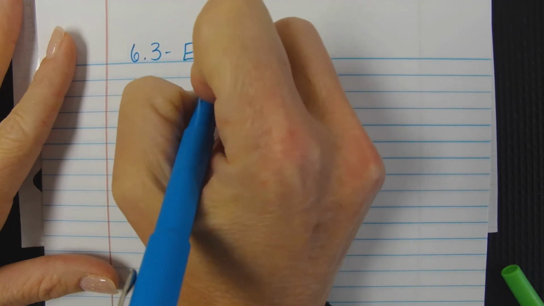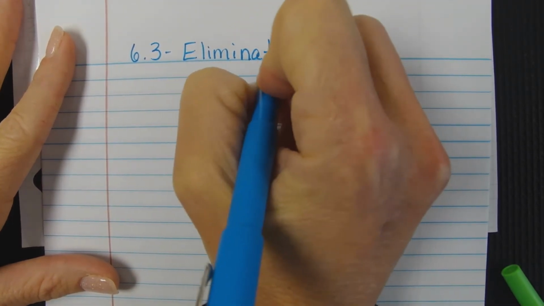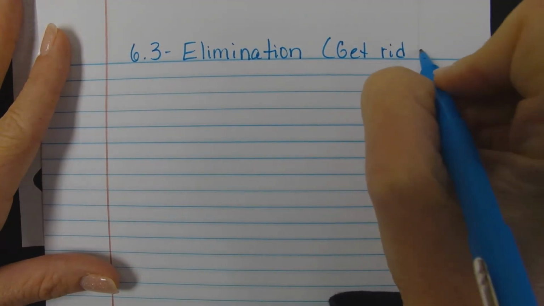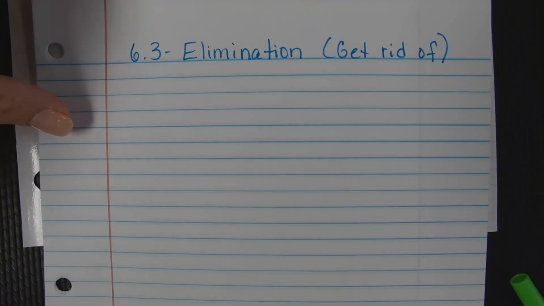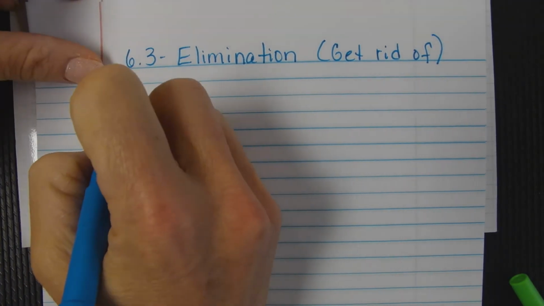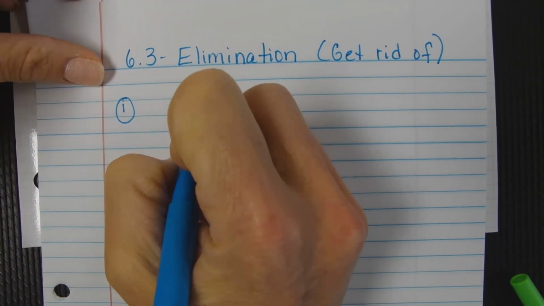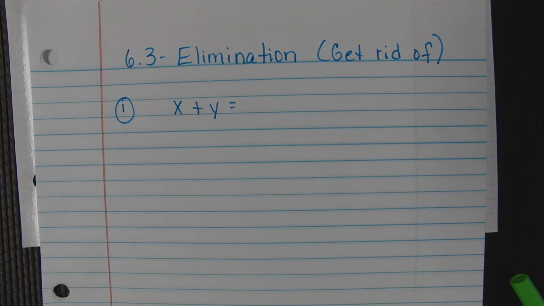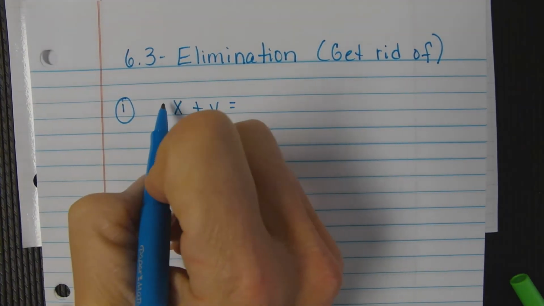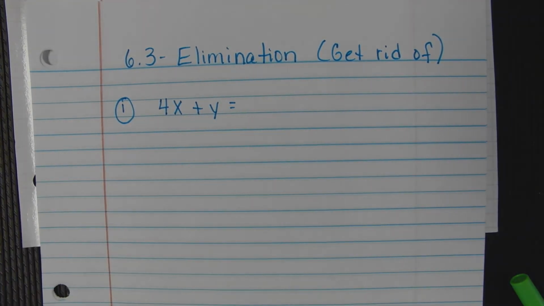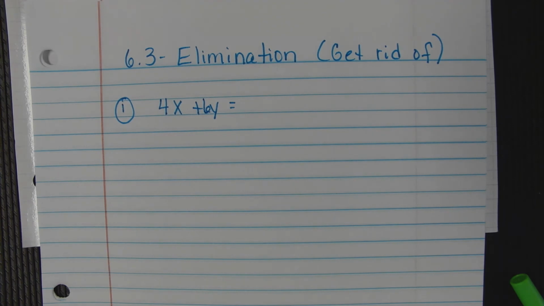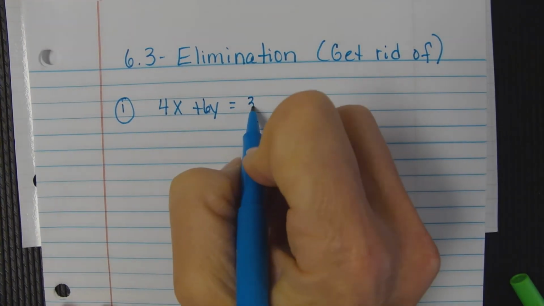All right, 6.3, elimination. Jake, one more time. What does elimination mean? Get rid of. I like it. Say goodbye, see you later. Example 1. 4x plus 6y equals 32.